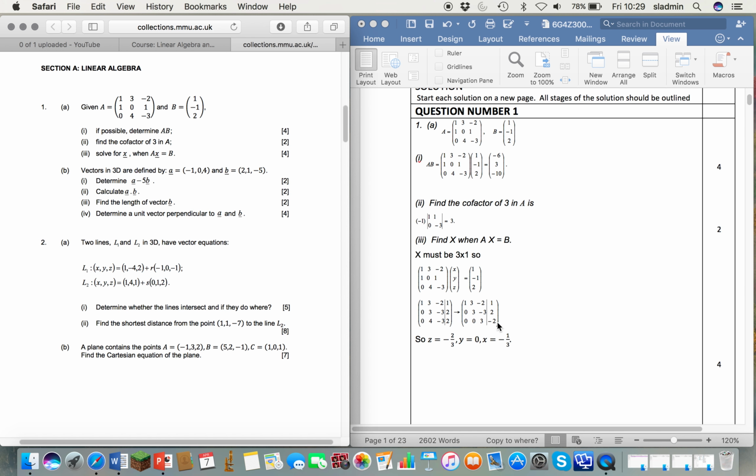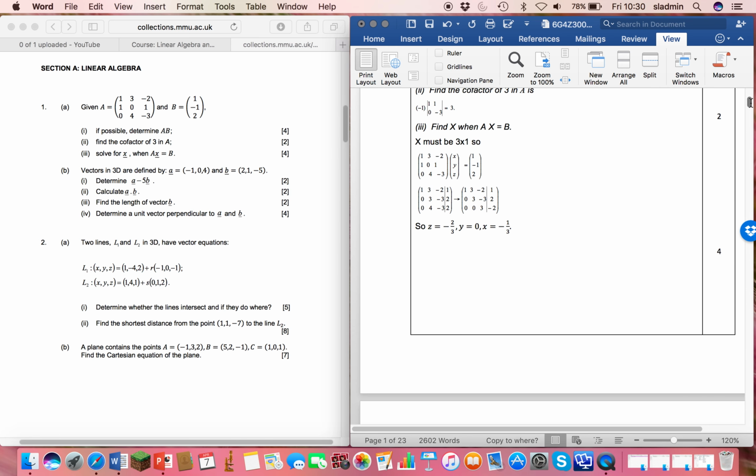Once we have row 3 in this form, then we have 3z is minus 2. So we get z is minus 2/3. Once we know z, we can back substitute. So we can substitute for z to find y. In this case, we get y is 0. Once we know y and z, we can back substitute again into row 1. And we get x is minus 1/3.